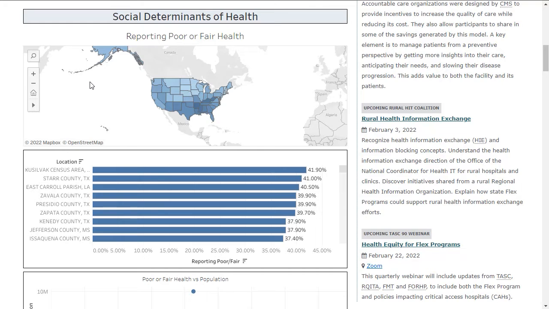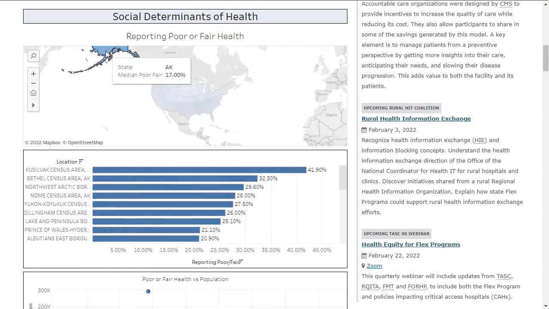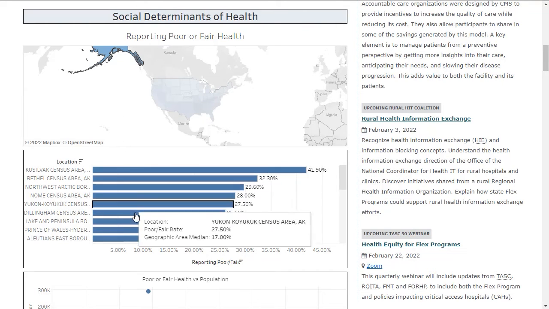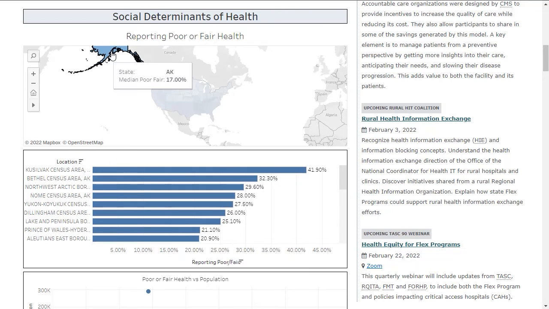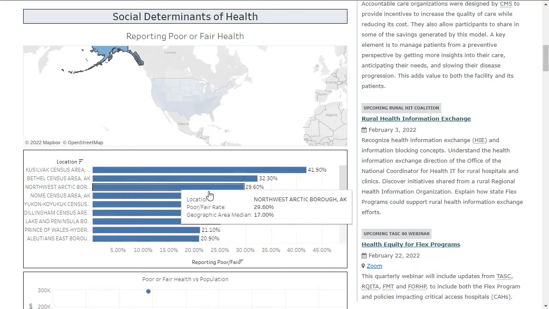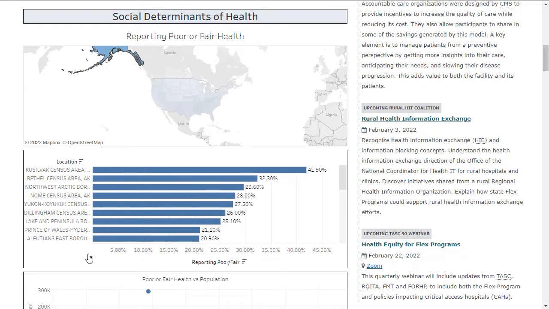So if we click on a state, let's click on Alaska. If we put our mouse over Alaska, we can see the state of Alaska. The population in Alaska shows that 17% of that population reports fair or poor health. And then this bar chart below shows all the counties within the selected state, in this case Alaska, and in descending order shows the percentage of the population that is reporting fair or poor health.